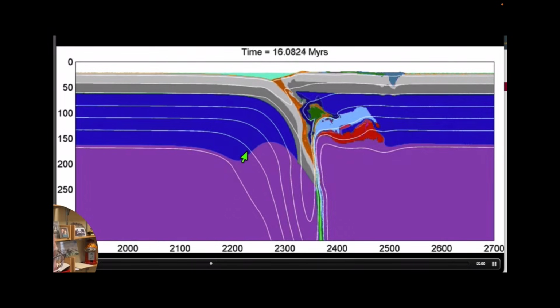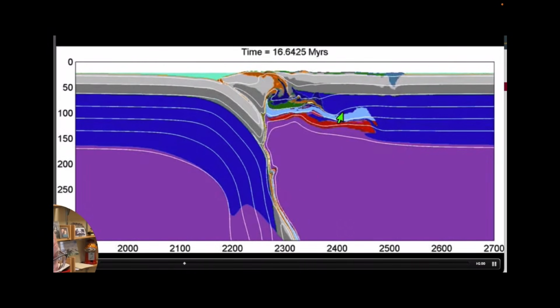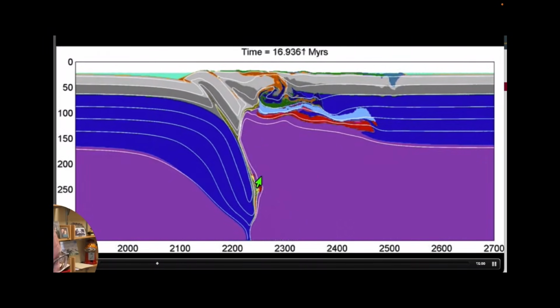I got Nick muted here, so I don't know what he's actually saying, but it's just like putty.